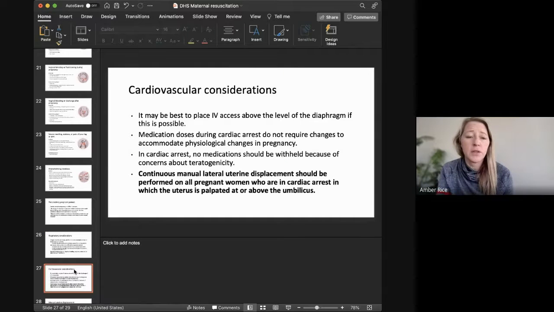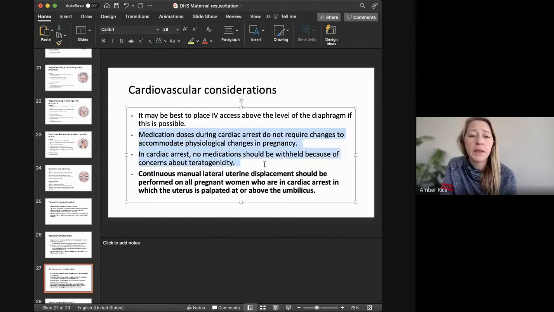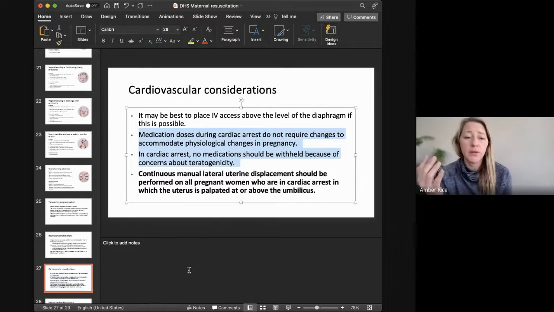The cardiovascular ones, same thing here. This one, we talked about putting the IV above the level of the diaphragm, and then in cardiac arrest, just clarifying things that might not be commonly taught, but medication doses do not require a change. I'll have to put the references to these in here. You don't have to change the dose in cardiac arrest to accommodate for anything. And we don't want to withhold any medications in cardiac arrest in pregnant patients because of concerns.